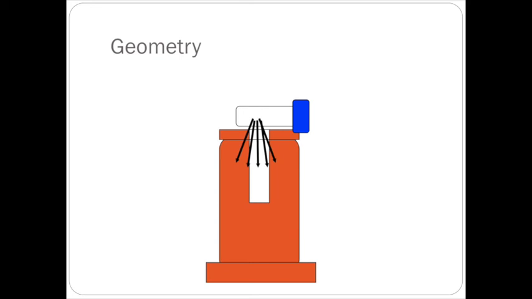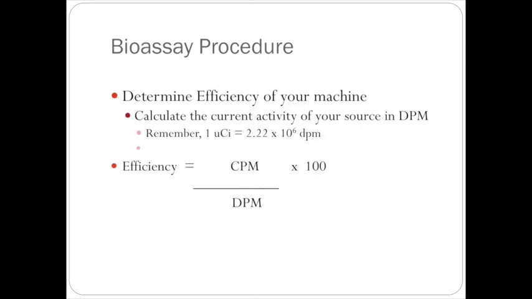So efficiency, again, as I mentioned before, is the counts that your machine actually saw divided by the disintegrations that were actually in the source that you used. Again, I will give you the information about the source. I will give you how many microcuries that is, and you'll convert microcuries into disintegrations. That becomes your denominator. And then the 1-minute count, or the 3 1-minute counts of your source that are averaged, that becomes the CPM, what your machine actually saw. And so you will calculate that out.